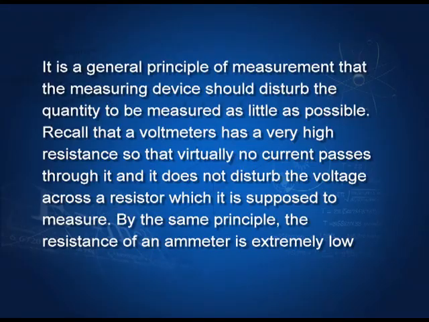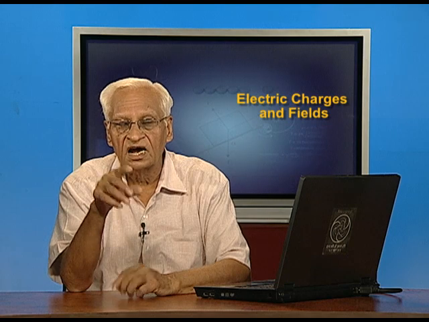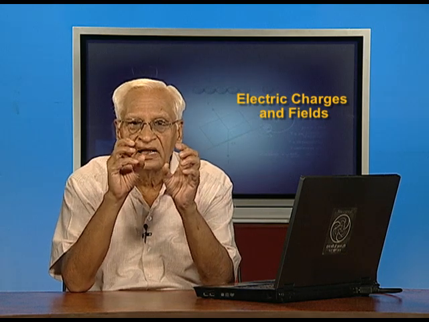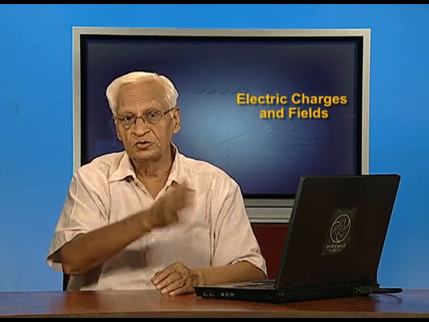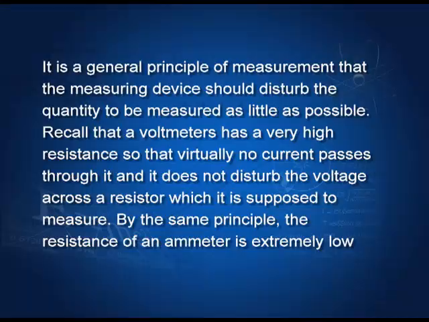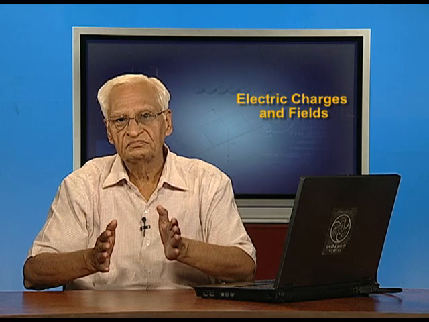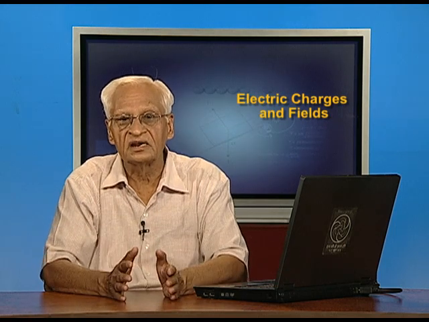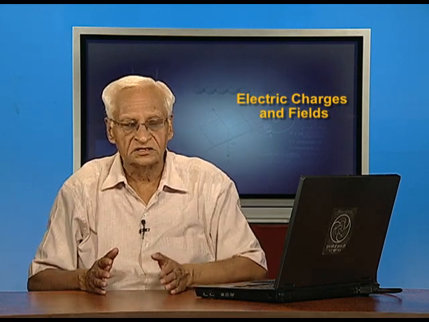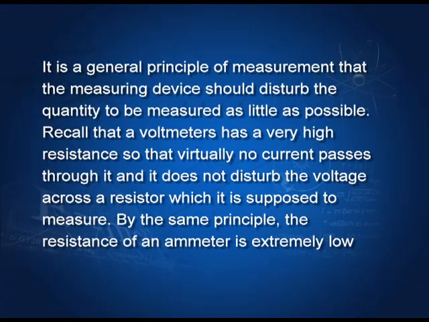In general, a principle of measurement is that the measuring device should disturb the quantity to be measured as little as possible. That is why we said this charge q2 must be as small as possible, and we had limit q2 going to 0. This is a general principle, and you can reason out why the resistance of a voltmeter is very high and the resistance of an ammeter is very low. We will come to that later also.